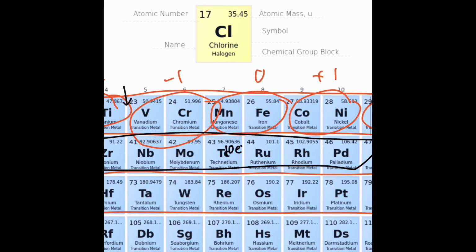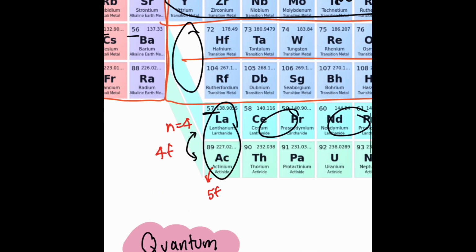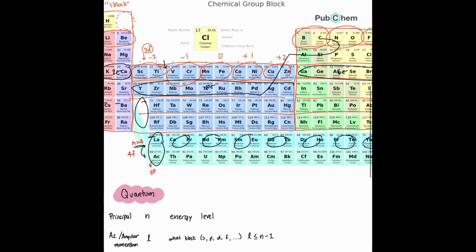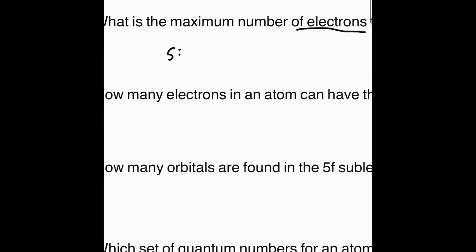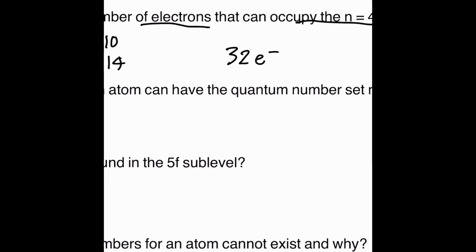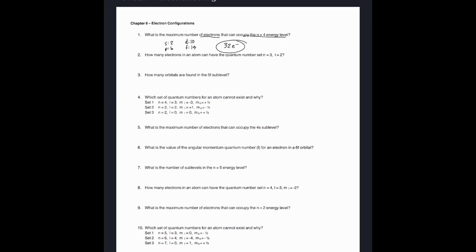10 electrons from our D block. And remember, even though this one looks like it starts at n equals 6 for our F block, it's really at n equals 4, and so that's going to be another 14 electrons from our F block. So S will give us 2, P will give us 6, D will give us 10, and F will give us 14. All of that will add up to 32 electrons at the n equals 4 energy level.